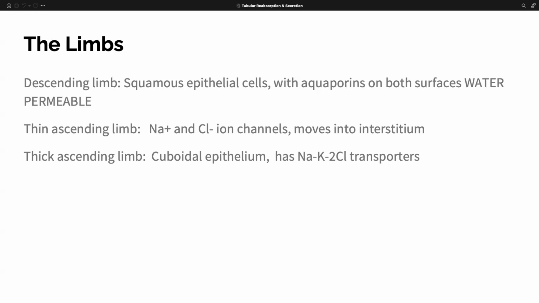As I was saying, you have to remember the epithelium cells. Another thing that's very important in regards to the limbs is their water permeability. So the descending limb is always water permeable. You can imagine a water slide or any way you want to remember it. And the ascending limb is always impermeable to water. There are two ascending limbs, a thin ascending limb and a thick ascending limb. It's thick, so you would assume cuboidal epithelium, and it has these very important co-transporters, Na-K-2Cl transporters. This is important because it ties in with pharmacology and loop diuretics that inhibit this transporter.